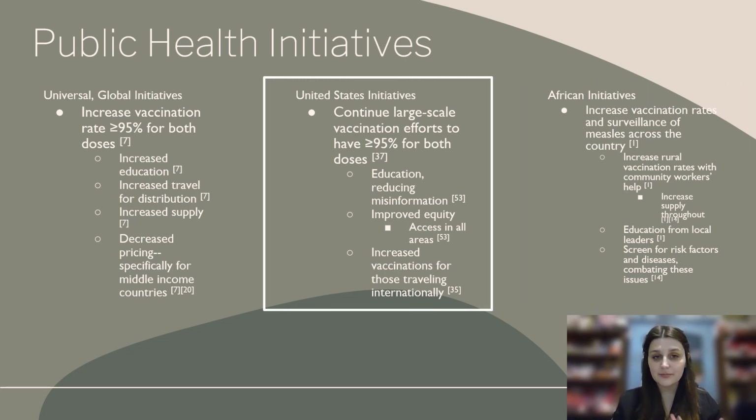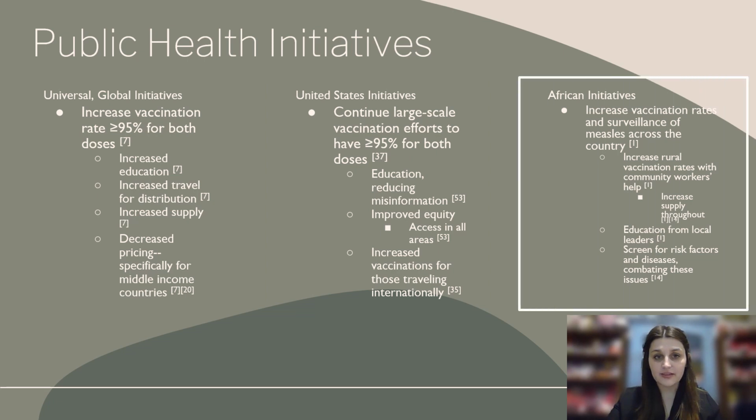In the United States in particular, there is a desire to reduce misinformation, increase supply to areas that currently are lacking, and increase the number of vaccinations for international travel so people are not bringing measles back to the country. Lastly, in African countries, there is a desire to not only increase vaccination rates, but also to increase surveillance to ensure the true number is being recorded.